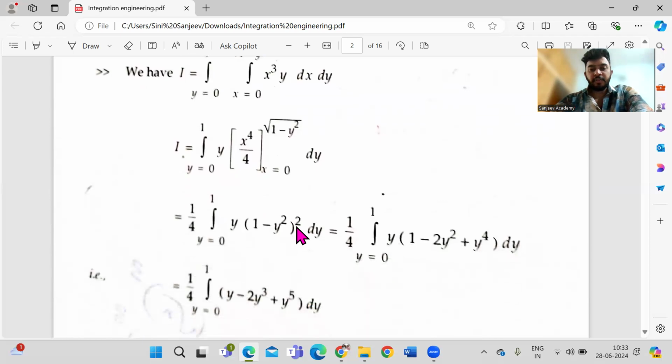So 1 minus y square the whole square. Then expand this. (a minus b) the whole square is a square plus b square minus 2ab. Once you expand it, you'll get this. Then multiply y inside the bracket, and you'll be getting this.